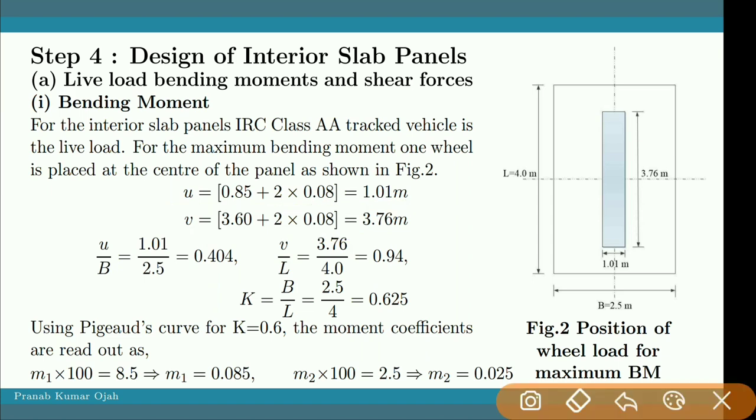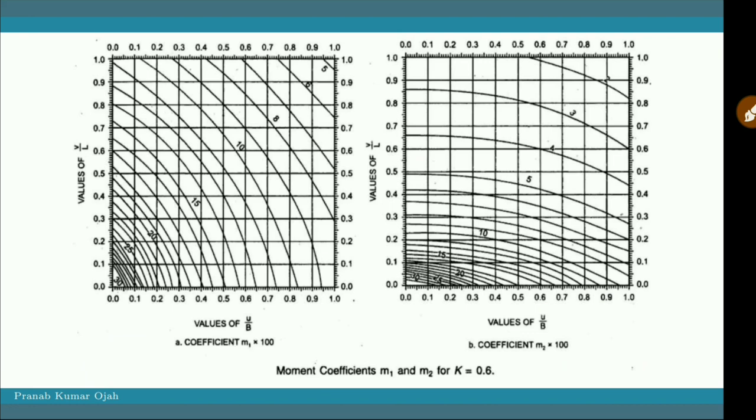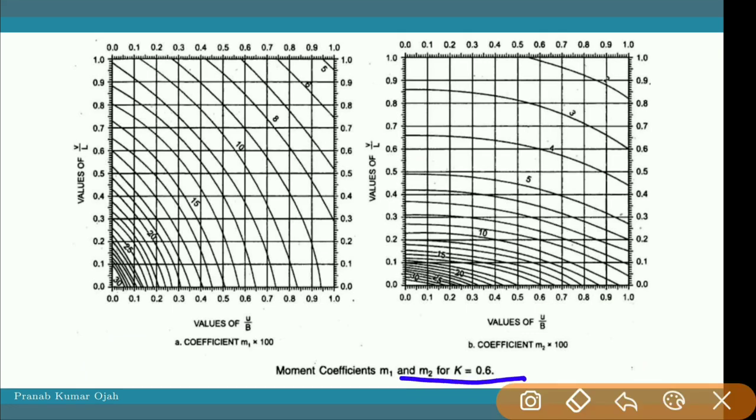Then I will calculate U by B and V by L. So U by B comes out as 0.404 and V by L comes out as 0.94. Then I will calculate K, which is the ratio between B and L, the width and length ratio, which comes out as 0.625. So now I am going to use the Pigeaud's curve. Already I have explained in the last videos how to use the Pigeaud's curve. I am going to use the Pigeaud's curve for K equal to 0.6, and the moment coefficients are read out as follows. So this is the Pigeaud's curve I have to use for K equal to 0.6.